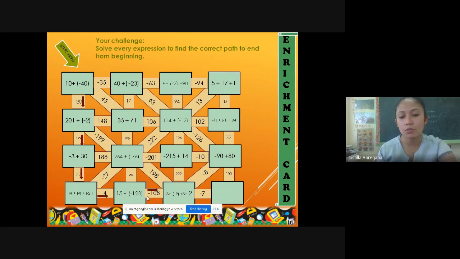Next is negative 3 plus negative 9 plus 3 plus 2. We'll perform this from left to right. Negative 3 plus negative 9 is same sign numbers, so we will add negative 3 plus negative 9. It's negative 12 plus 3 is equal to negative 9 plus 2 is equal to negative 7. So we finished now our task. Good job, everyone.